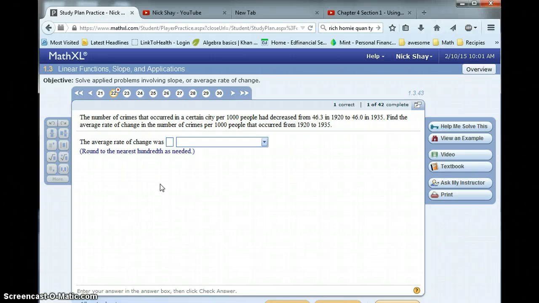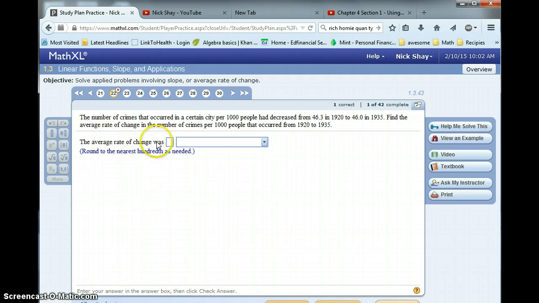Okay, so I'm going to go through this one. What it wants us to do is it says the number of crimes that occurred in a city per 1,000 people has decreased from 46.3 in 1920 to 46.0 in 1935. Find the average rate of change in the number of crimes per 1,000 people that occurred from 1920 to 1935.